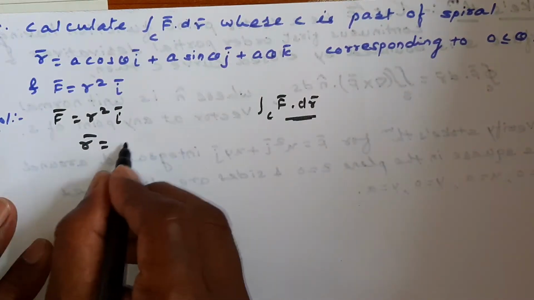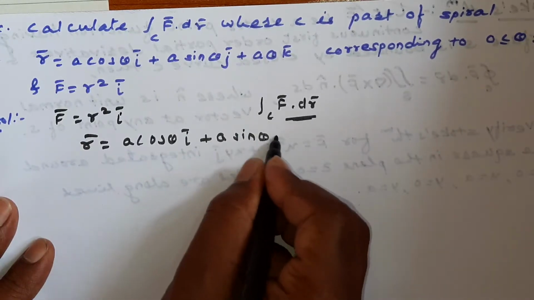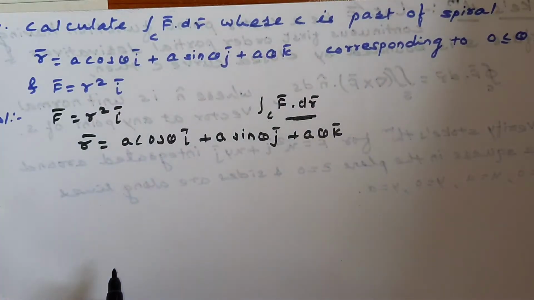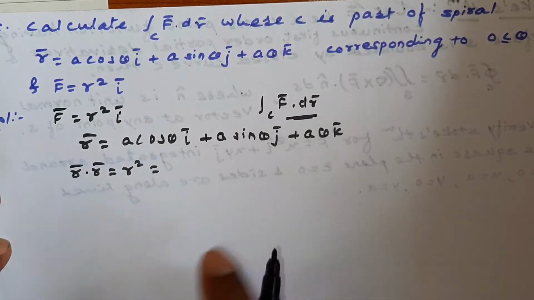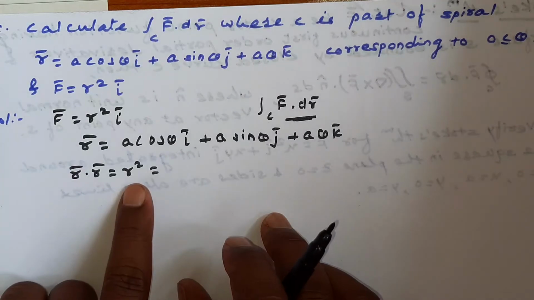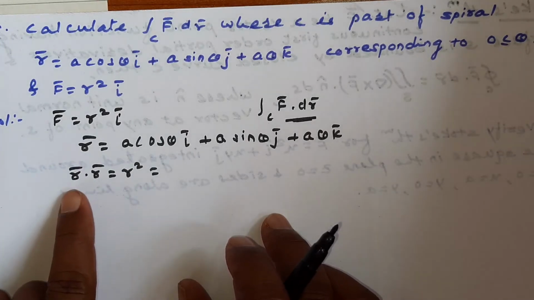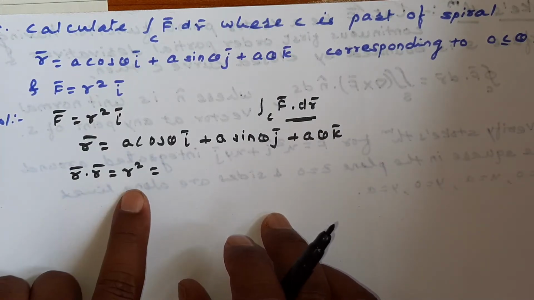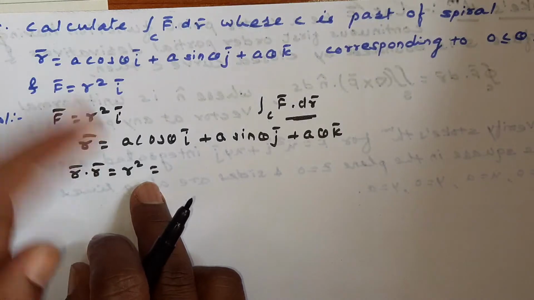Now r bar is equal to a cos theta i bar plus a sin theta j bar plus a theta k bar. This is my r bar. Now r bar dot r bar is r square. I want r square. I hope you have studied vector differentiation. In those videos I told you that r bar dot r bar is r square, and F bar dot F bar is F square, like that. So here for r square, take the dot product with itself.